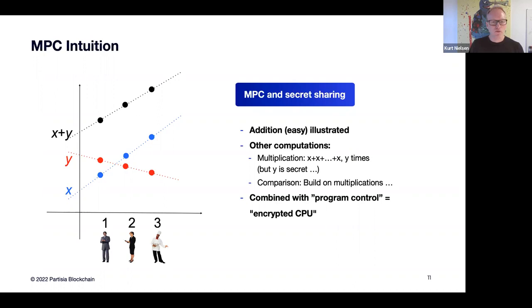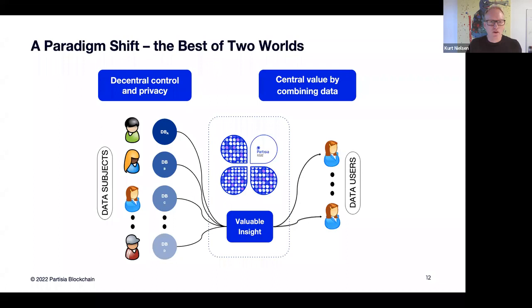So with that basic introduction of MPC, you can maybe take a step back and look at how this actually changed the paradigm for how to work with data. Because now you can have two otherwise conflicting objectives. You can have decentralized control and privacy, so you remain in control of your data, and you can still have that value of combining the data, which is the driver of the entire data economy. So having these two simultaneously almost sounds impossible, but that's exactly what you do with this kind of technology, and that's why it's so revolutionary and why it has the potential to change the data economy moving forward.